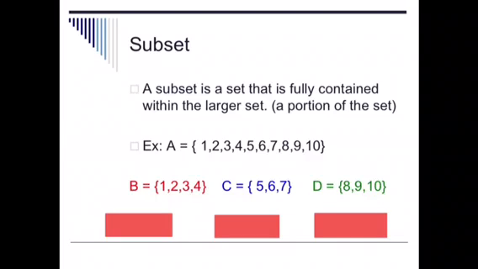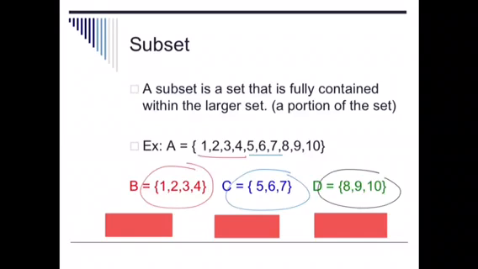Again, these are all subsets because each one of the elements are in our set. All of 1, 2, 3, and 4 are in our set. All of 5, 6, and 7 are in the initial set. And 8, 9, and 10 are again in the initial set. Now in order to write the notation for this, we have a specific symbol. So here we have that B is a subset of A. And you can think of this as an inequality sign. B is less than or equal to A.